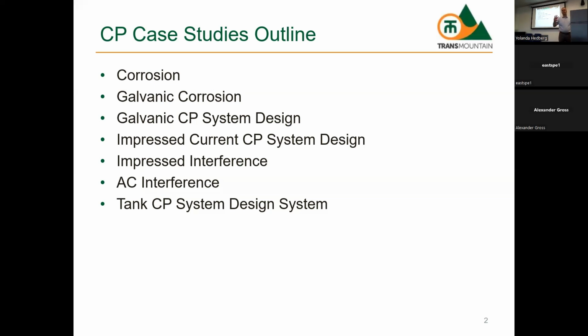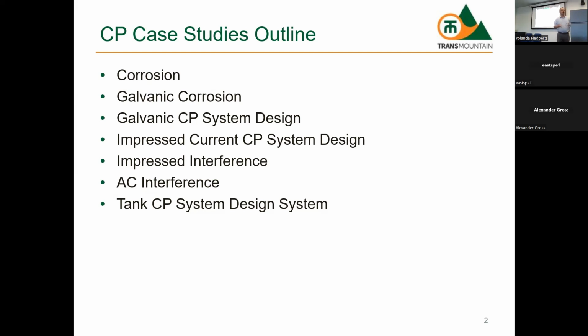So I'm going to talk just basically corrosion as it applies to cathodic protection and how we design cathodic protection systems. Then we're going to talk about galvanic corrosion. I have one case study of a radio communication tower that fell over. And I was pulled out to that site to investigate why it fell over. Spoiler alert, there was no cathodic protection.